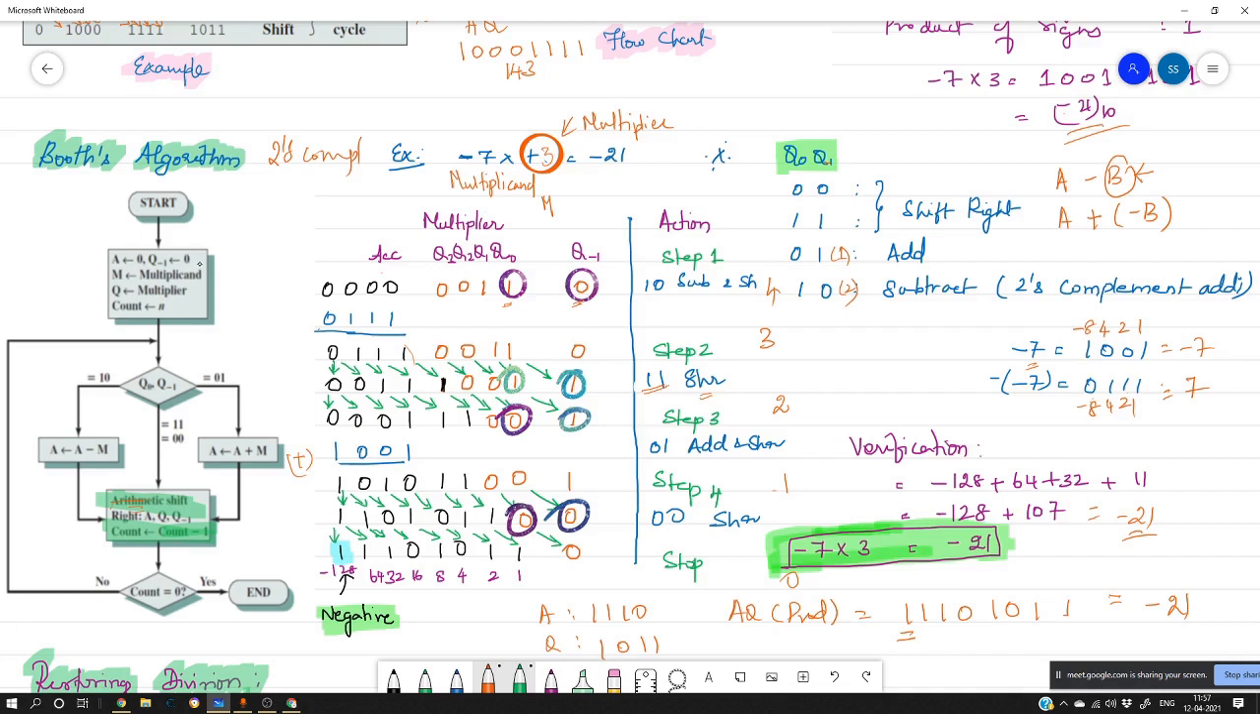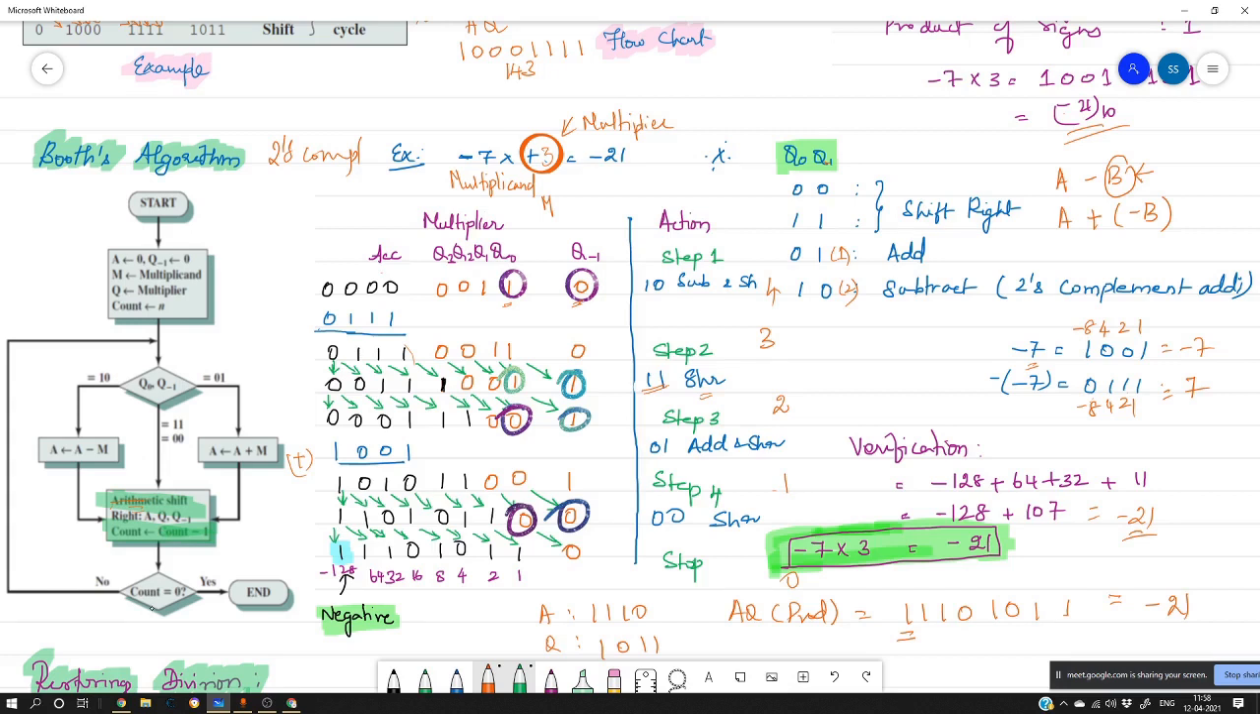The flow chart says to initialize the registers first, and also initialize the count value, and compare the values in Q0 and Q minus 1. If the bit pattern is 0, 1, then add and apply arithmetic shift right, and decrement the count. If it is 1, 0, then do subtraction, arithmetic shift right, and decrement the count. For the other two cases, 1, 1 or 0, 0, no addition or subtraction is needed; simply shift right, preserving the sign bit, and decrement the count. These steps are repeated till the count becomes 0.